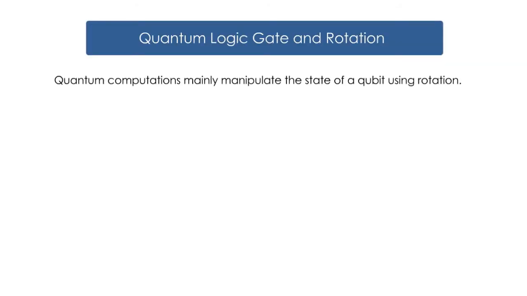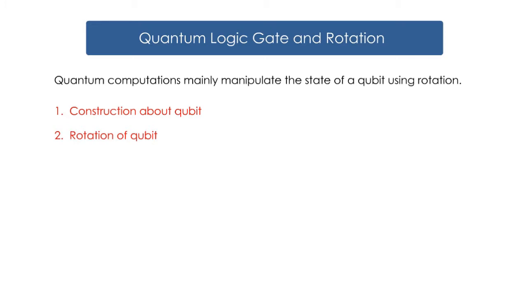Quantum computations mainly manipulate the state of a qubit using rotation. In this tutorial video, we will be mainly learning about the construction of a qubit and rotation of a qubit. Qubits are the core component in quantum computing. The concept of superposition is important, because this is what qubits, or quantum bits, are about.